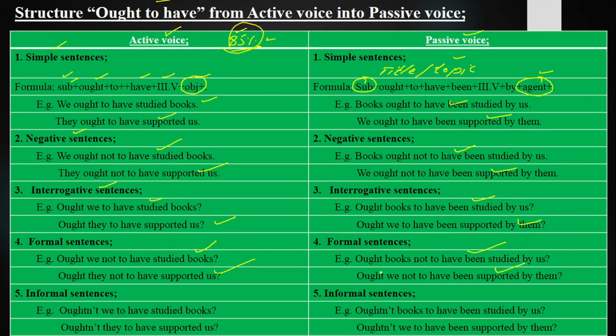Informal sentences are those sentences in which we ask a question, deny the statement, and we ask them in an informal way, in a friendly atmosphere. We use it with our juniors and youngers. Oughtn't we to have studied books? Oughtn't books to have been studied by us? Oughtn't they to have supported us? Oughtn't we to have been supported by them? So these are the sentences of ought to have plus third form from active voice into passive voice.